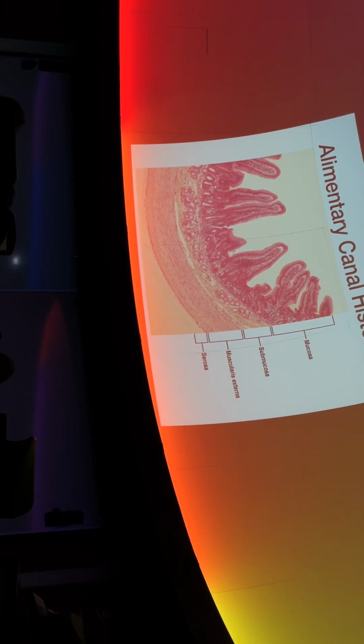So the whole gut tube can be broken into these layers. The difference is that the relative thickness and the morphology of each layer will change as you move through the alimentary canal. So that's what we're going to focus on next.